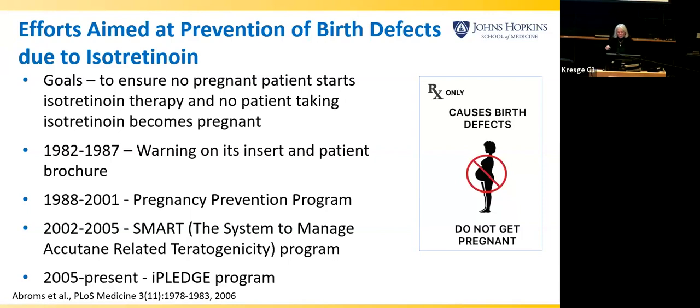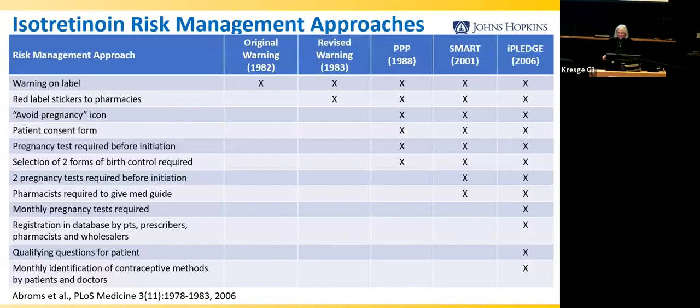And these are some of the programs that have been used to try to reduce the risk to pregnancies with isotretinoin. So you can see 82 to 87, a warning on the insert and a patient brochure, then the pregnancy prevention program, then the SMART program, and then the iPledge program. I'll show you a little bit more about these, but in 15 minutes, I can't go into a lot of detail. You can see they've really started with just a warning on a label, then revising the warning, then adding more and more to the current iPledge program, where you need to have 2 pregnancy tests before initiation, and then a monthly pregnancy test.